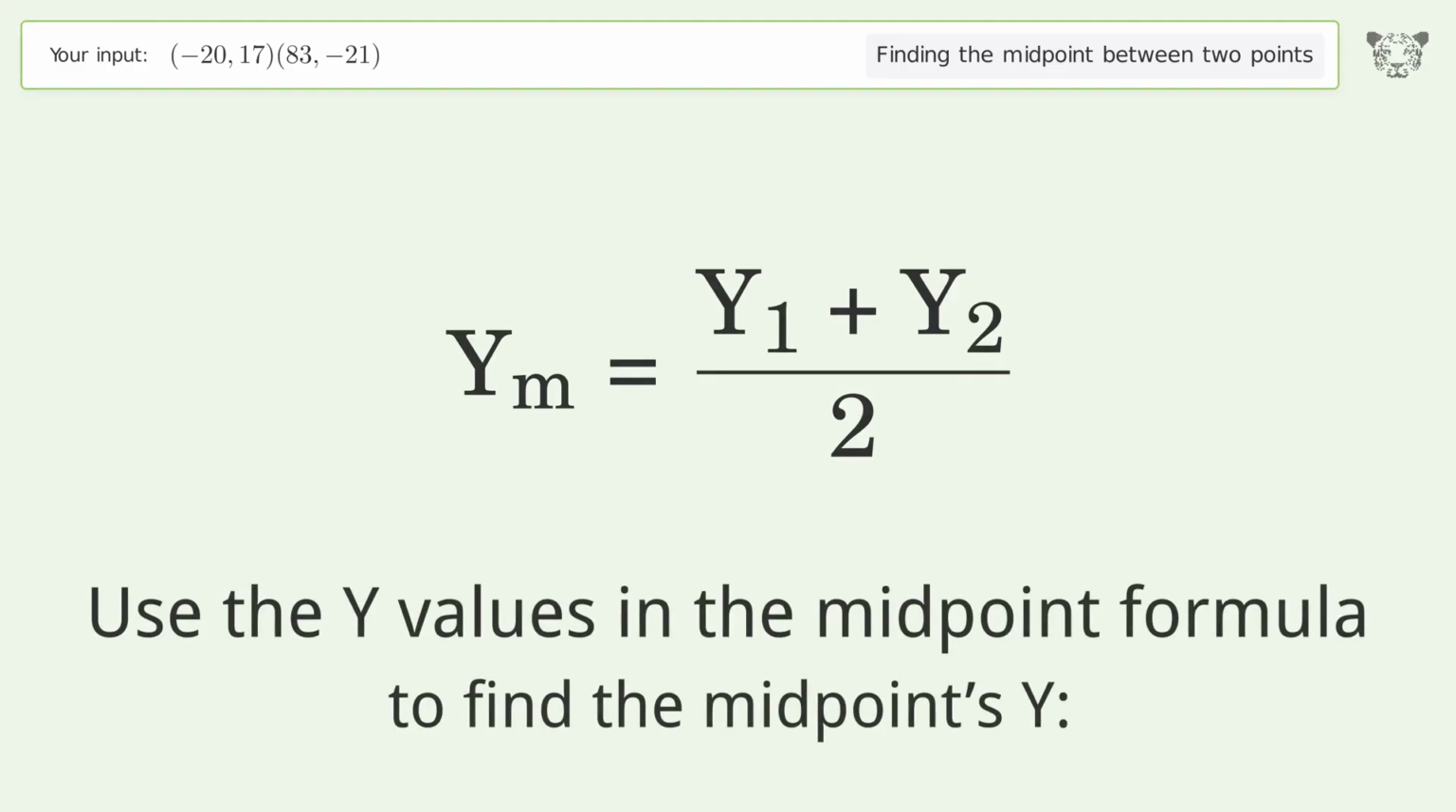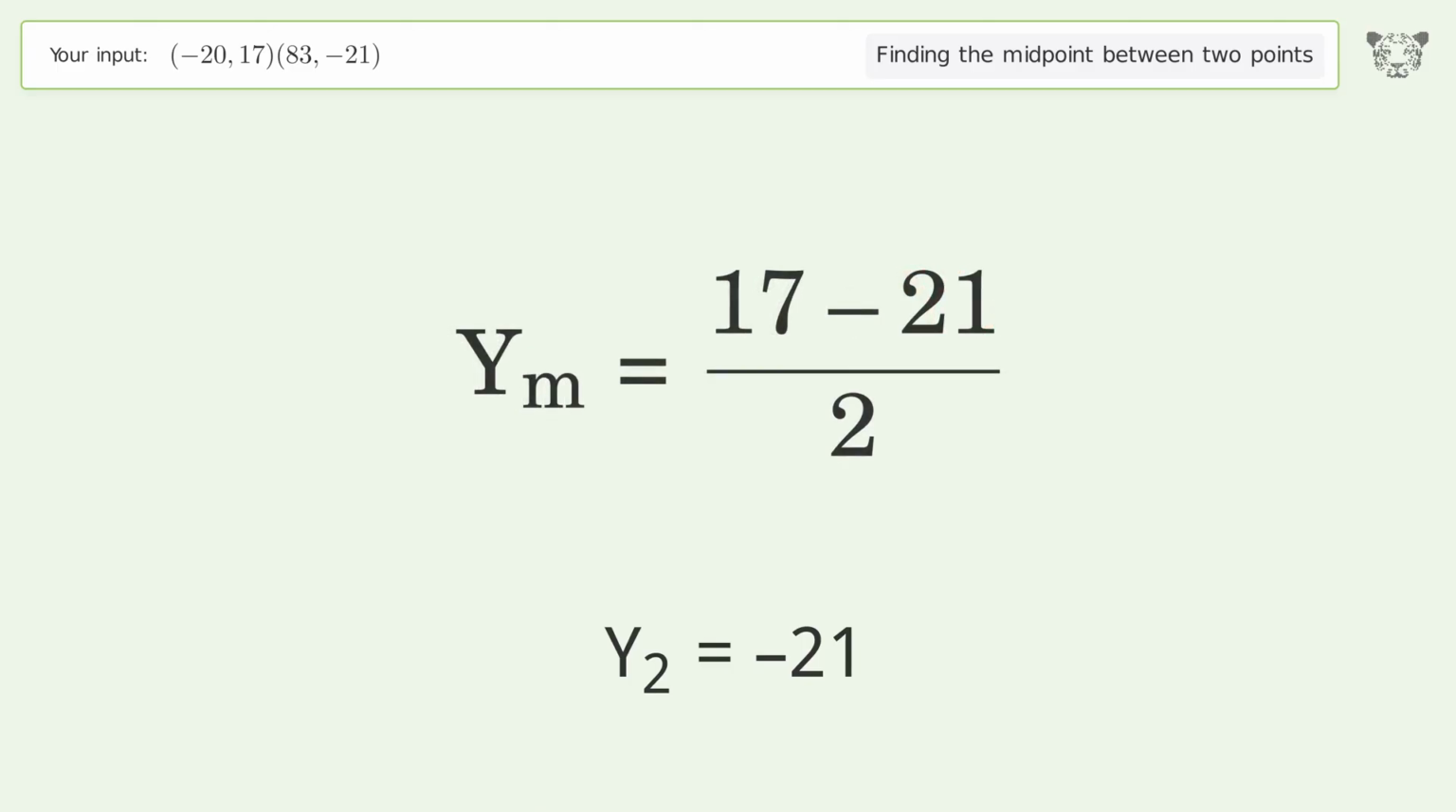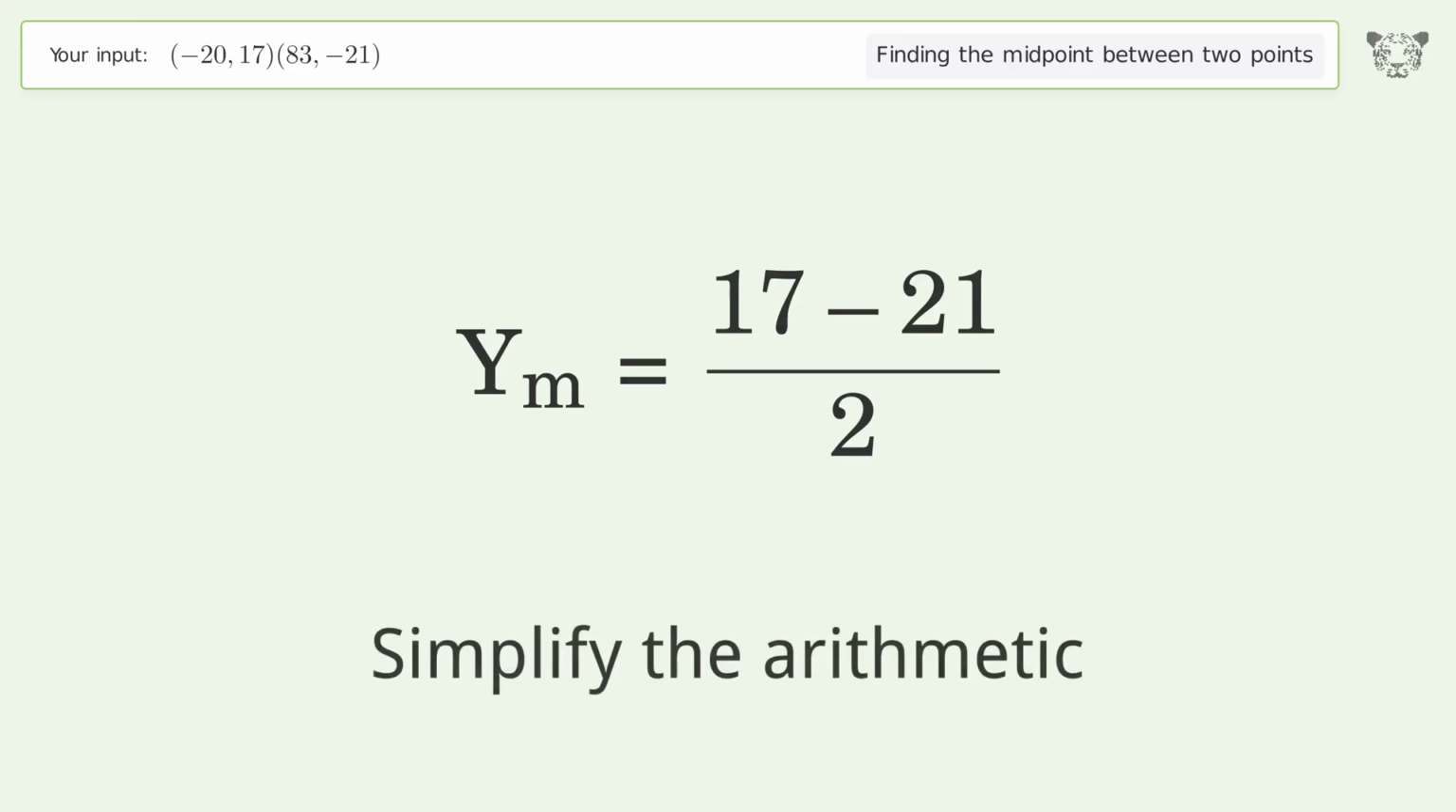Use the y values in the midpoint formula to find the midpoint's y. y1 equals 17. y2 equals -21. Simplify the arithmetic.